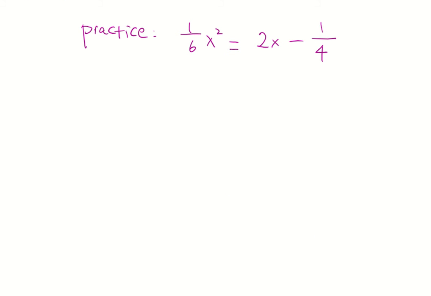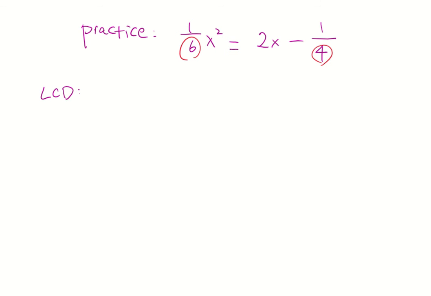Okay, now on your own, I want you to solve this equation by using the quadratic formula. So pause the video now, and when you're done, click play. And I'm going to review the answer in 3 seconds. 3, 2, 1. Okay, so first we want to get rid of the fraction by multiplying both sides by the least common denominator. So the least common denominator between 6 and 4 is 12.